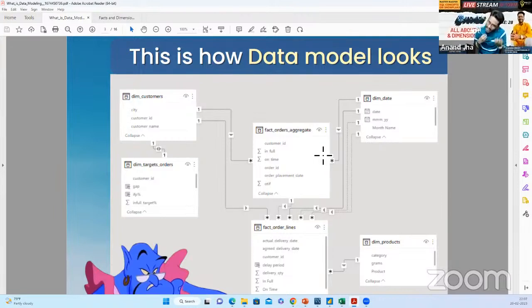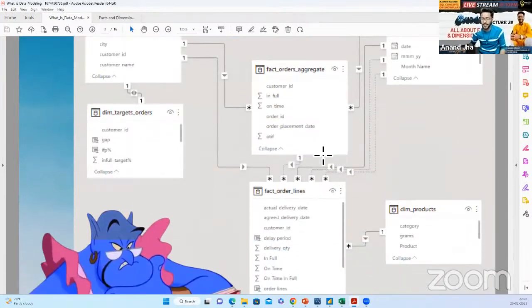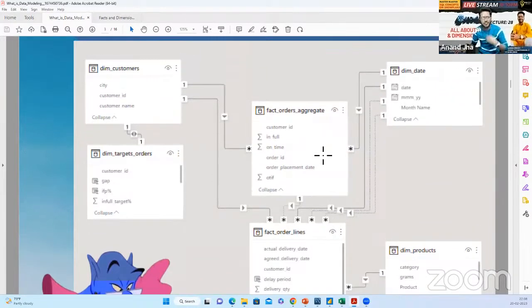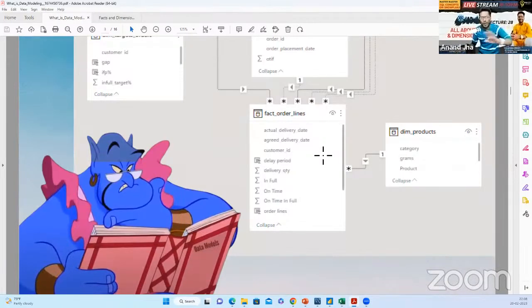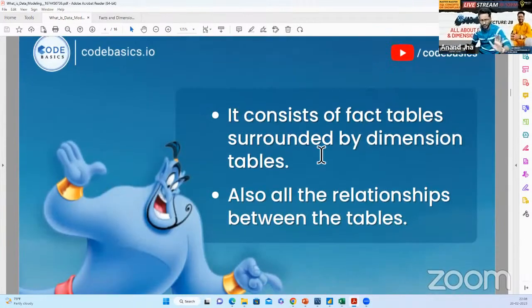Who creates this? A data analyst creates this. This is a typical task of a data analyst. So these are the different tables. You have products, date, customer, target, order, and order line. I'm not going into much detail on the tables as of now.